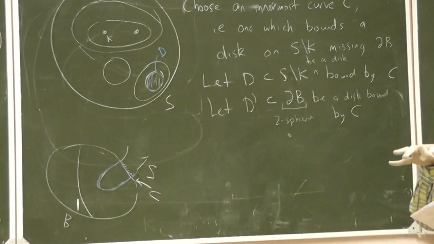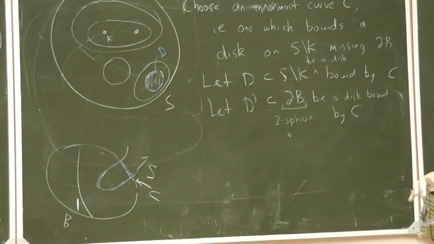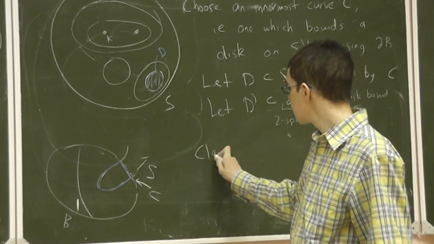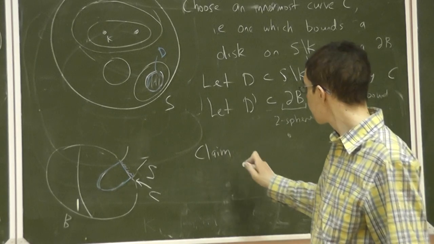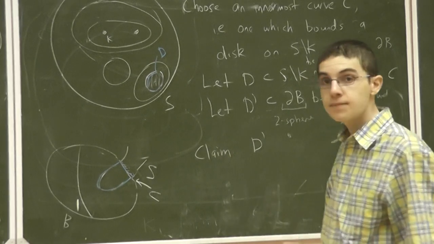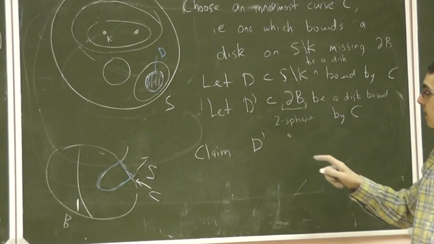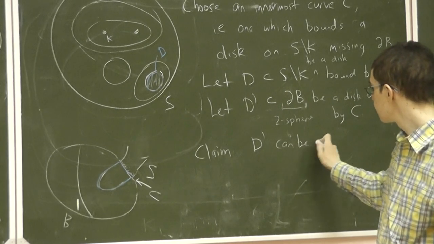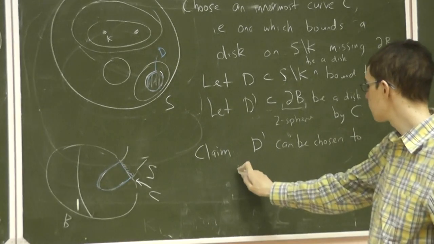Okay, so we have this curve, it's on one two sphere, so it bounds a disk there. It's also on another two sphere, so it bounds a disk on that one too. Okay, so now the claim, let's see if maybe you guys can help me out with this. We claim that D prime, this disk on the boundary of the ball B, also can be chosen to miss K.